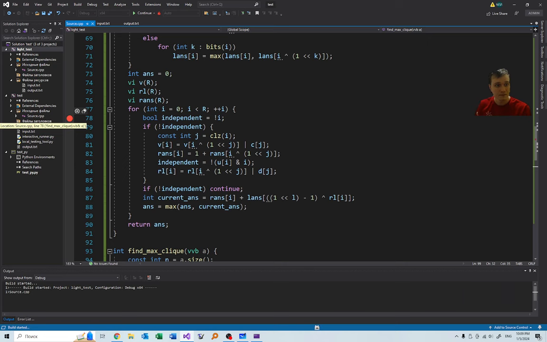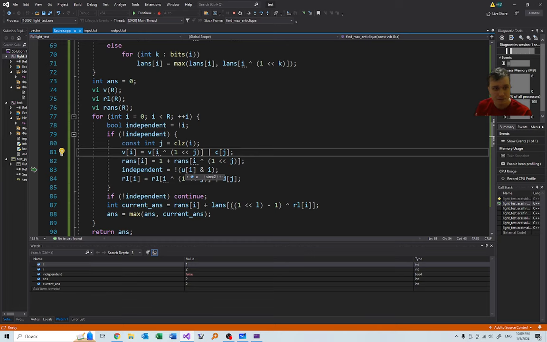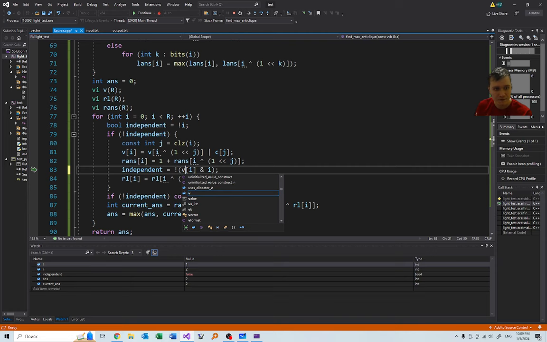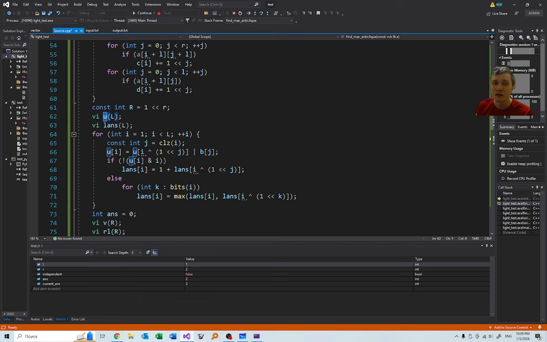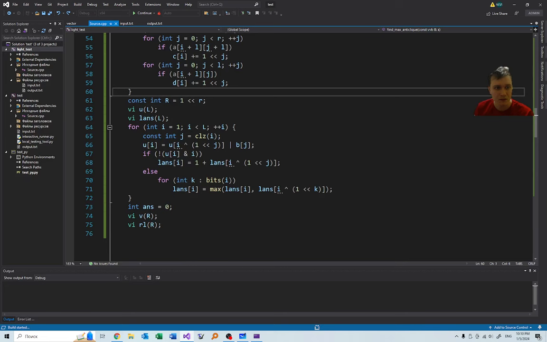Now it fails. But why? Because it looked into U, but it should have looked into V. Do I really need U? What is U? Okay, U is not needed after this line. So U is not needed. Yeah, because U is simply a set of known vertices like here.